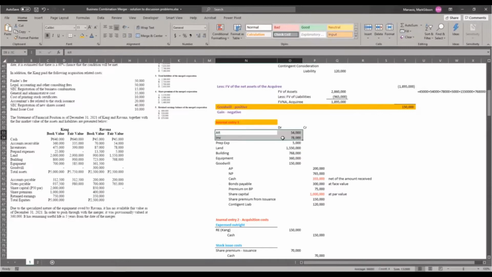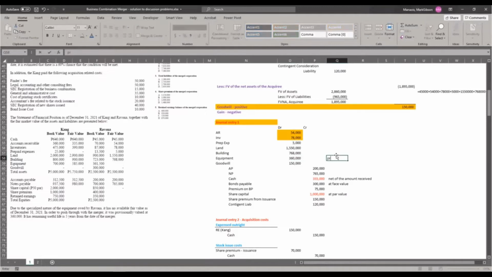So pansinin mo ha, inuna ko si AR. AR is 54,000. Yun pa rin yan ha. Then 78,000 na inventories. 5,000 na prepaid expenses. Kaya siya debit kasi nga ito sa libro ni Kang, 'di ba, kinukuha natin, binayaran. Hindi natin pinag-uusapan ano yung entry sa books ni Ravona kasi nga we are the acquirer, we are purchasing all of its assets and liabilities. So that's why we have to record it in our books. So nire-record natin sa books natin 'to. So 5,000 for prepaid expenses. Land 1,550,000, building 768,000, equipment of 360,000. This is the provisional value.